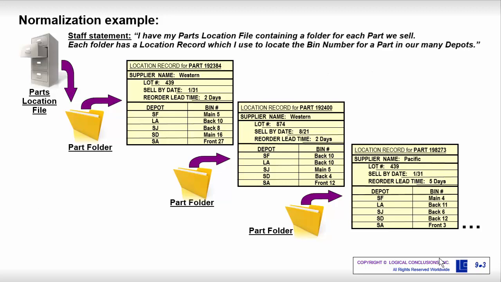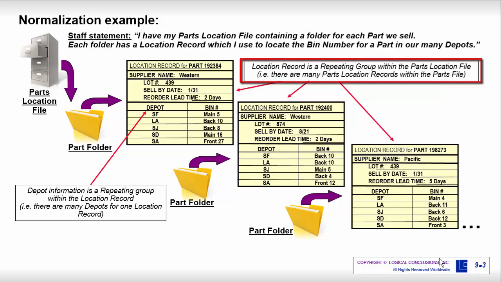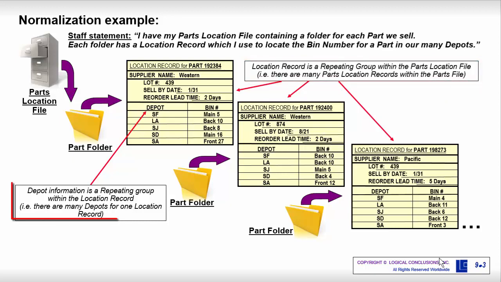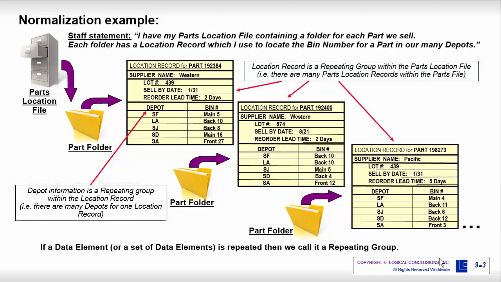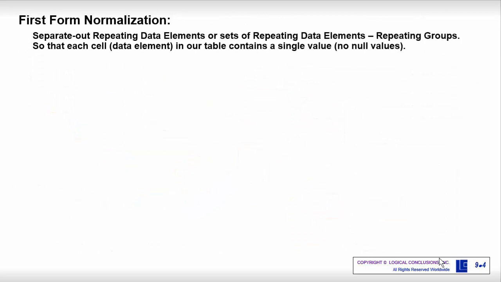There are location records for parts. We can see repeated sets of information, such as location records themselves are the major repeating group, and within each location record, a list of depots is repeated for where a part is located. If a data element, or a set of data elements, is repeated, then we call it a repeating group. We can also see redundant information, such as supplier name. Of course, if a supplier changed its name, say it merged with another company, then many of the records would have to be updated. Let's conduct the process of first, second, and third form normalization on this parts file.